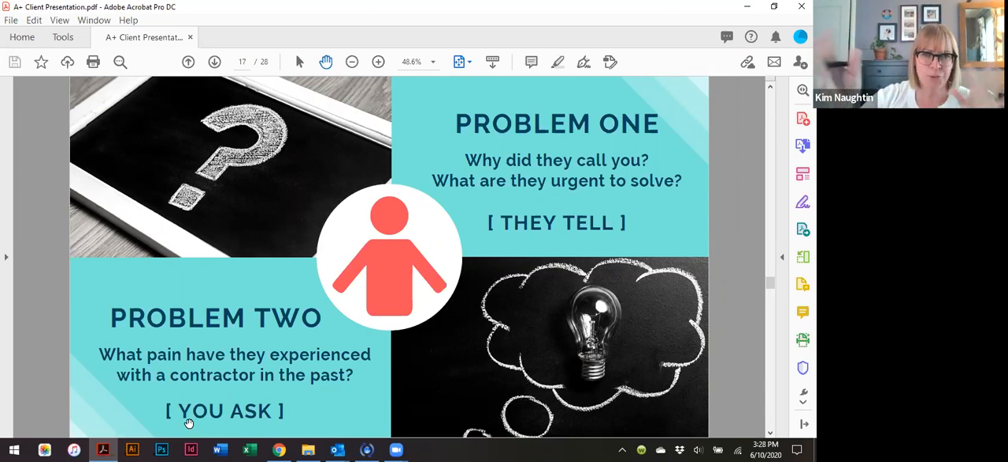Now, two sets of problems here, like I mentioned. Problem one, they have the visual problem, right? I got to solve this problem. This is what I know. This is what I'm telling you. Give me a quote. The second problem is emotional, right? What has happened in their past? What was their last experience, say, working with a contractor that came into their home and redid their bathrooms? What is their last experience on, say, an RFP for a streetscape project in a city?